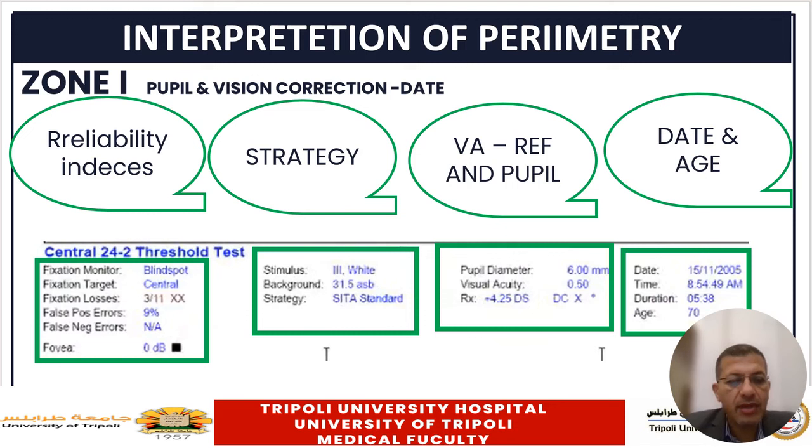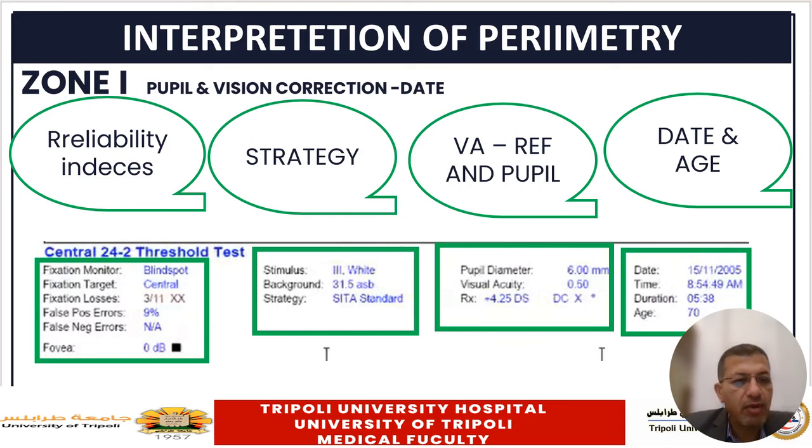And then this box shows the strategy. What type of strategy are you using? The standard threshold strategy, or SITA standard, or SITA fast, or SITA faster, and so on. And the last one shows the reliability indices. This is the fixation errors and the fixation loss, the false positive, false negative, and so forth.